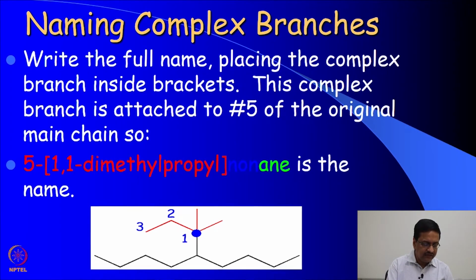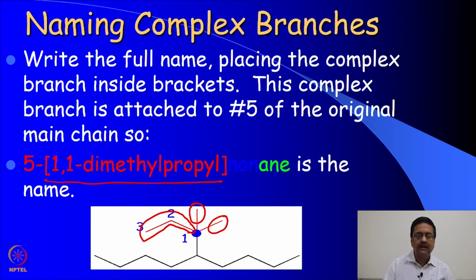this group will have a name written here. At one position we have 2 methyl groups. So, we write it as 1,1 dimethyl. Propyl is the name of that chain, and this complex branch is attached at the 5 position of this molecule.